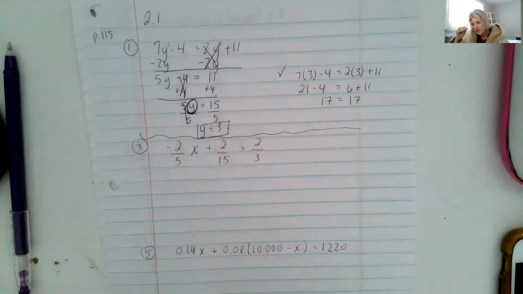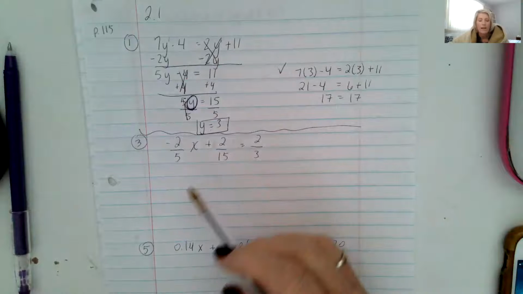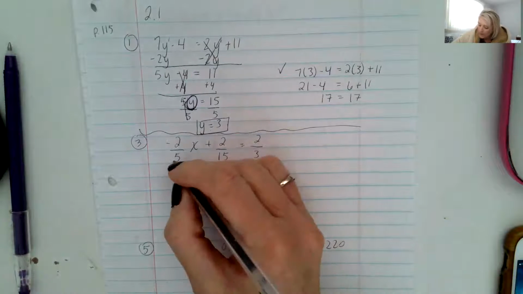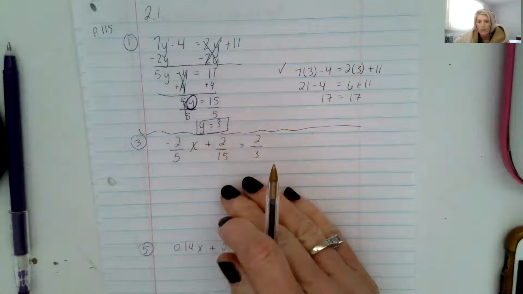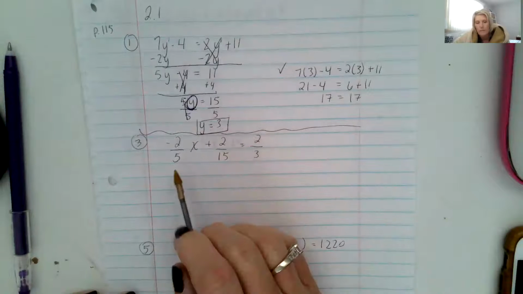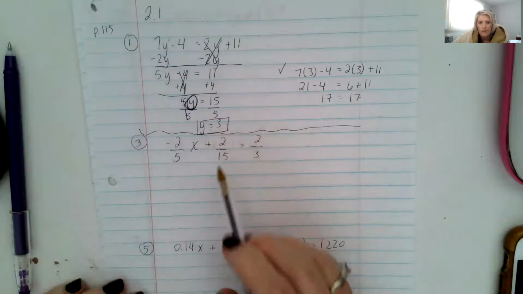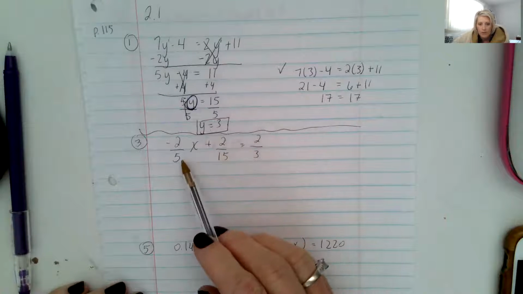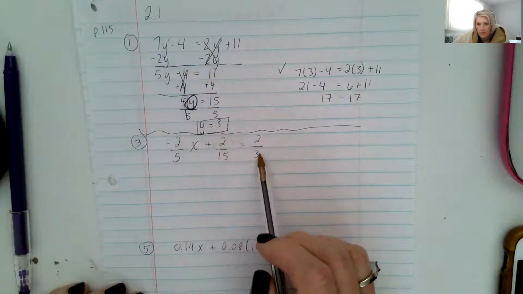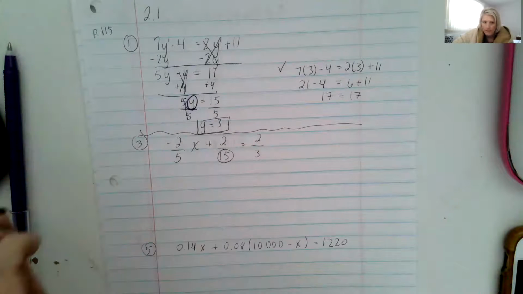Now, question number 3 is an example of where we're starting with fractions, and it really makes our equation much more simple if we can eliminate the fractions up front. So I'm going to multiply by the least common multiple. So 15 is a multiple of 5, and 15 is also a multiple of 3. So I'm going to multiply through by the 15.